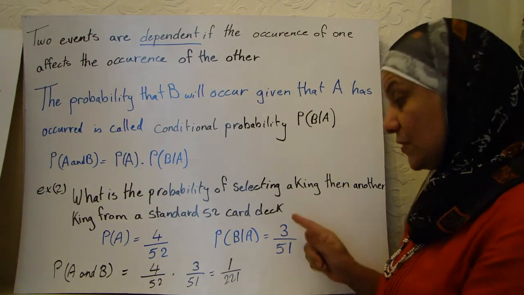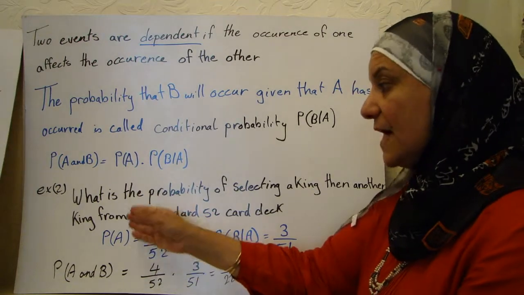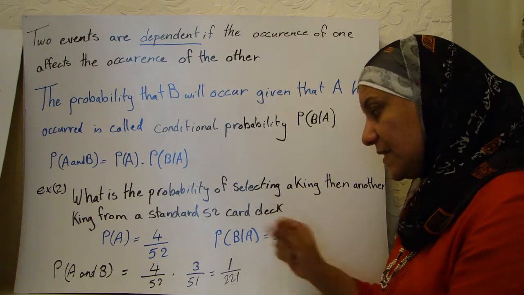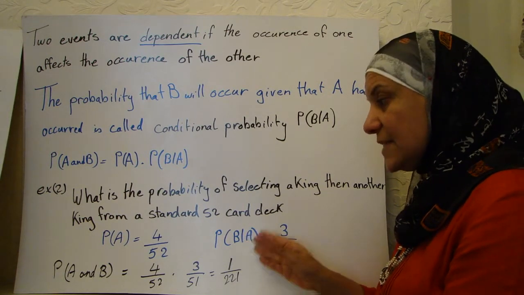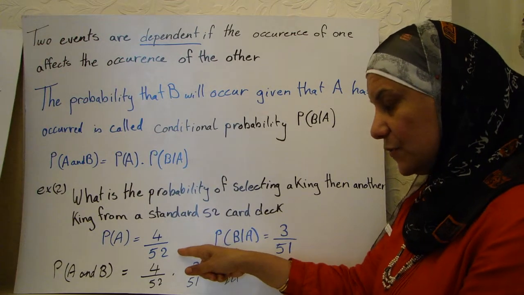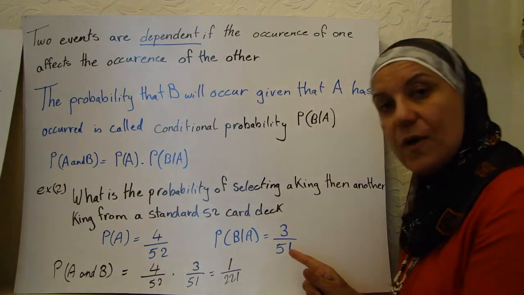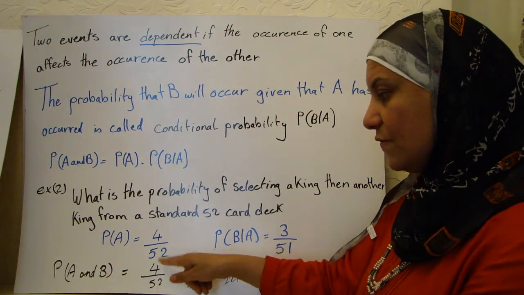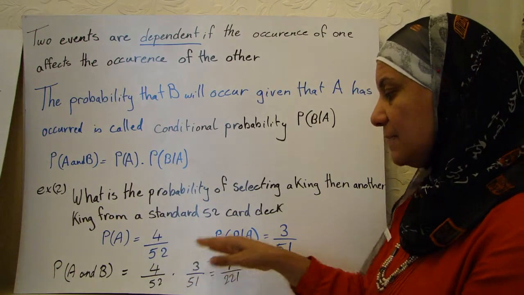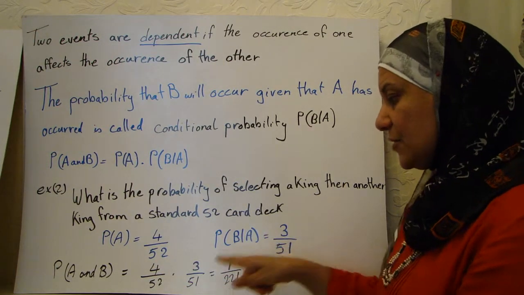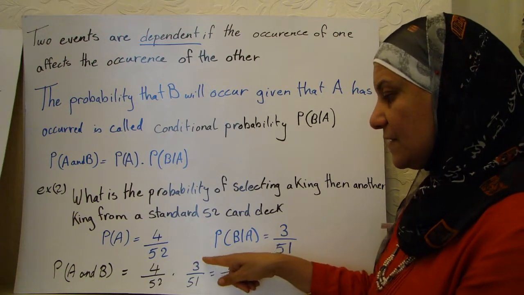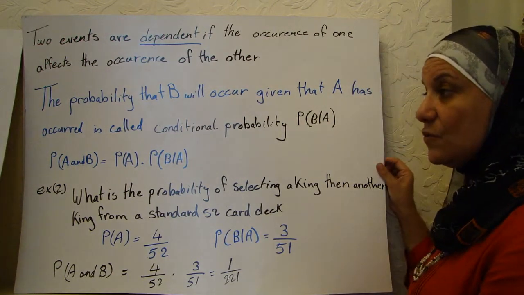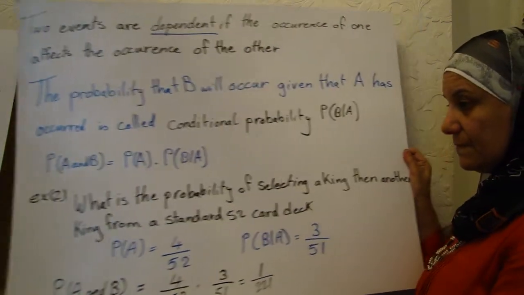51 and not 52. So see, probability A, or the action A, has occurred and the event has affected the event B, which means that this time getting a king is not going to be 4 over 52, it is going to be 3 over 51. So accordingly, I'm going to have probability A and B equal 4 over 52, which is probability A, multiplied by probability B, provided that A happened, which is B given A, which is 3 over 51. I get my answer 1 over 221. That is when my two actions are dependent.